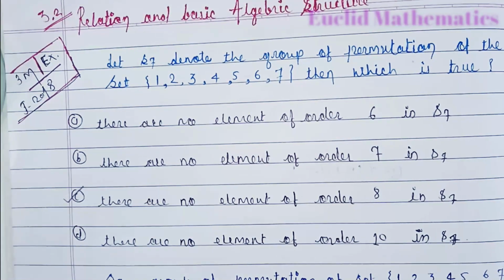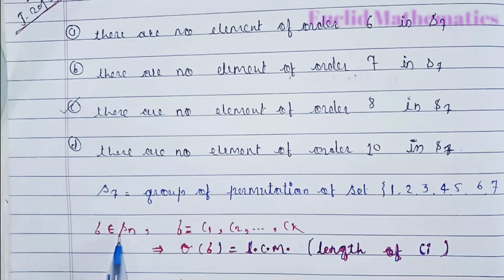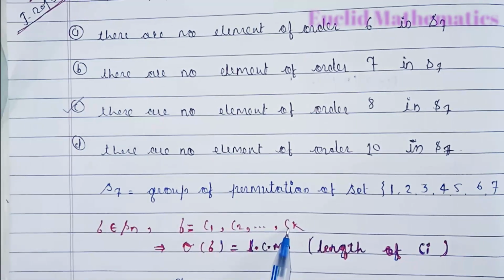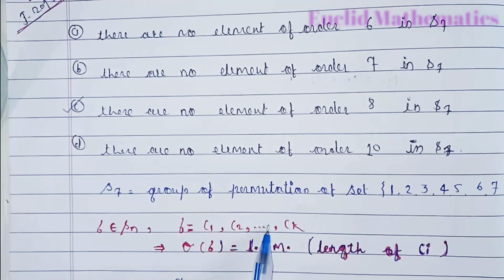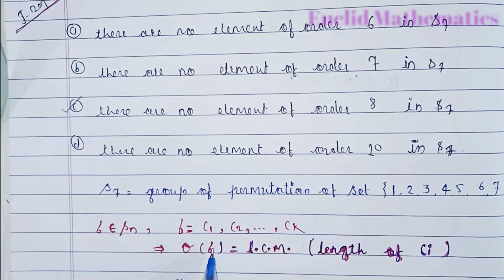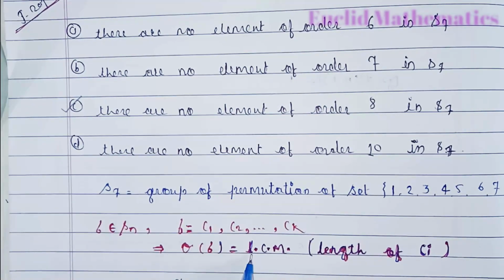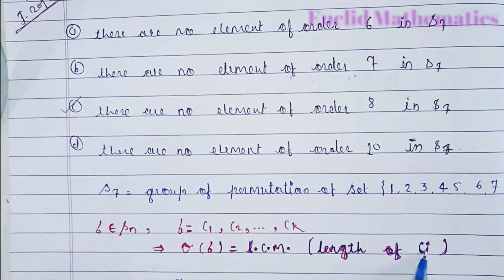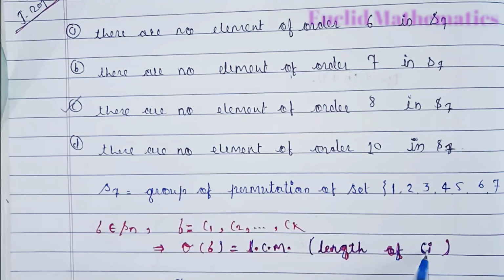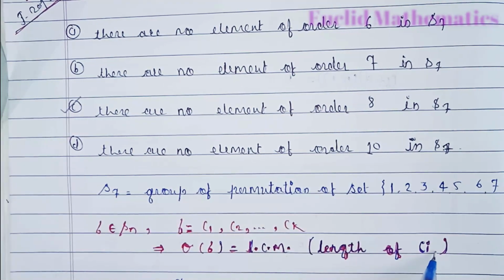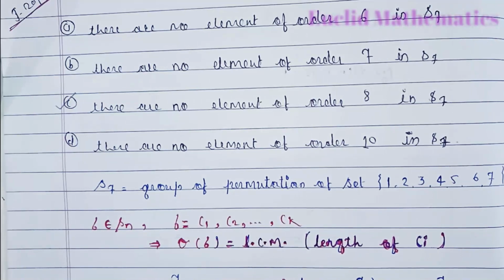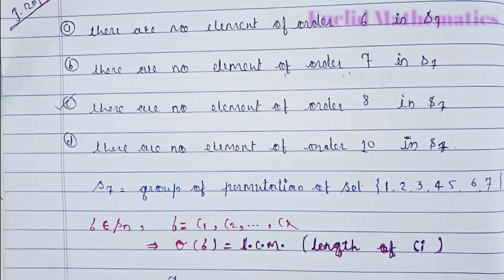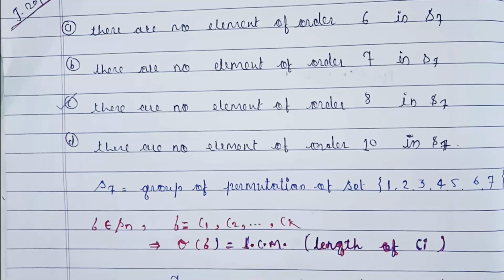So let's move to the solution. Sigma belongs to S_n, and sigma is a product of cycles C1 to Ck, which are from our group. Then the order of sigma is the LCM, the least common multiple, of the lengths of C1 to Ck. Length means the number of elements contained in that cycle. Now we can use the partition of a group for finding the order of an element. Partition means we have to partition the elements in our set.